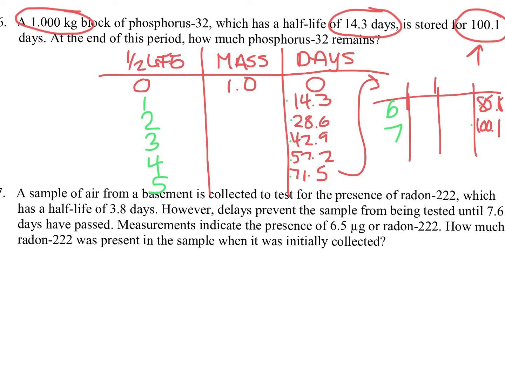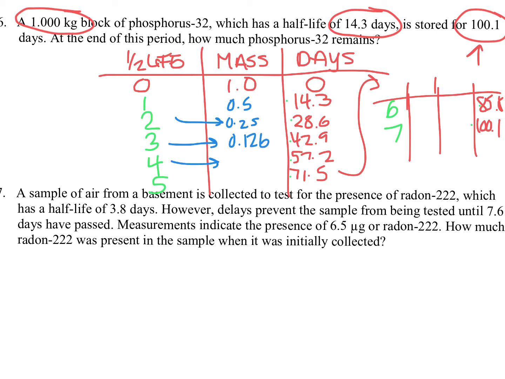So what does that mean? If it went through 7 half-lives, that means it's been cut in half 7 times, or it's been reduced by 50% 7 different times. So literally we have to take 1 kilogram and we have to divide it by 2, or cut it in half 7 different times. So let's do that. 1 divided by 2 is 0.5. Divided by 2 again, 0.25. Divided by 2 again, 0.125.